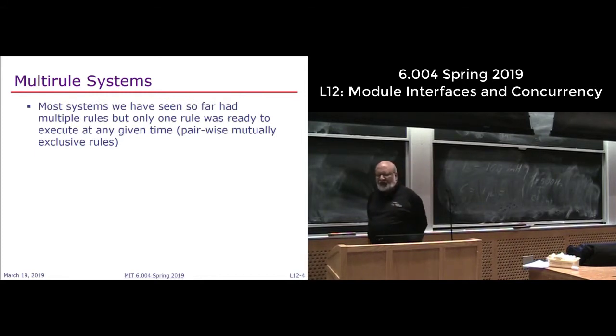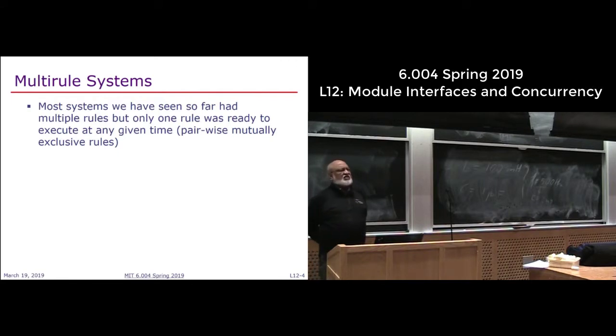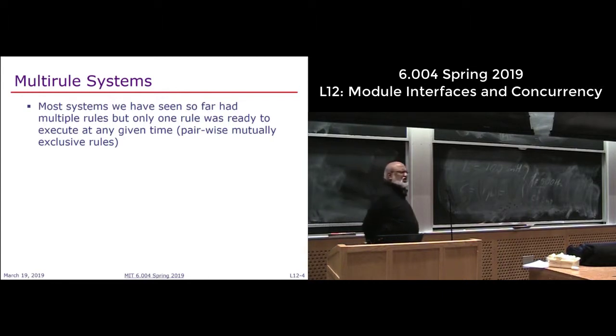Good. Multi-rule systems. Most systems you have seen so far either had one rule, or if they had multiple rules, they were mutually exclusive. Only one of them could execute at any given time. So really, there was no issue here, because all the systems you have seen so far had one rule, and we take the rule, execute it, it transforms the state, and then we go and look at the system again to see which of those 2 rules or 3 rules can fire at any given time. All right.